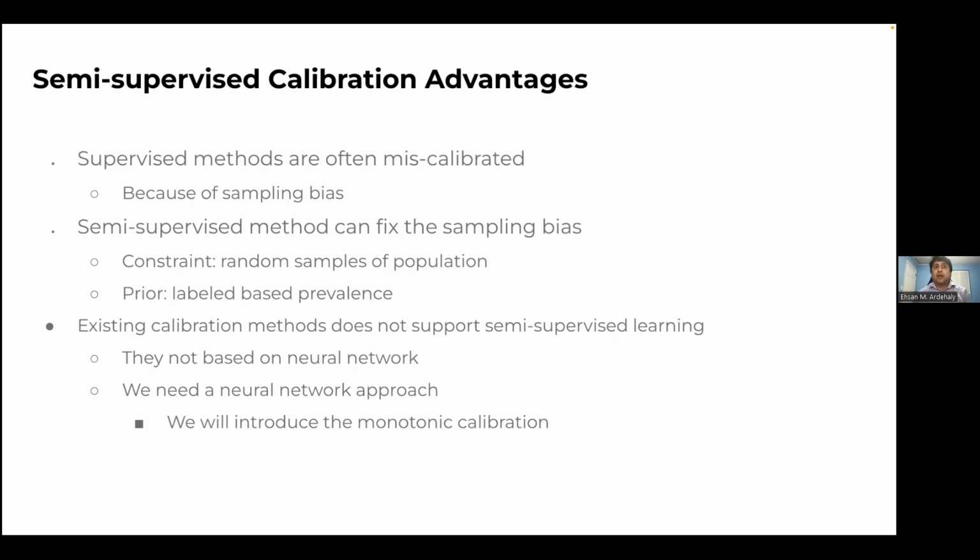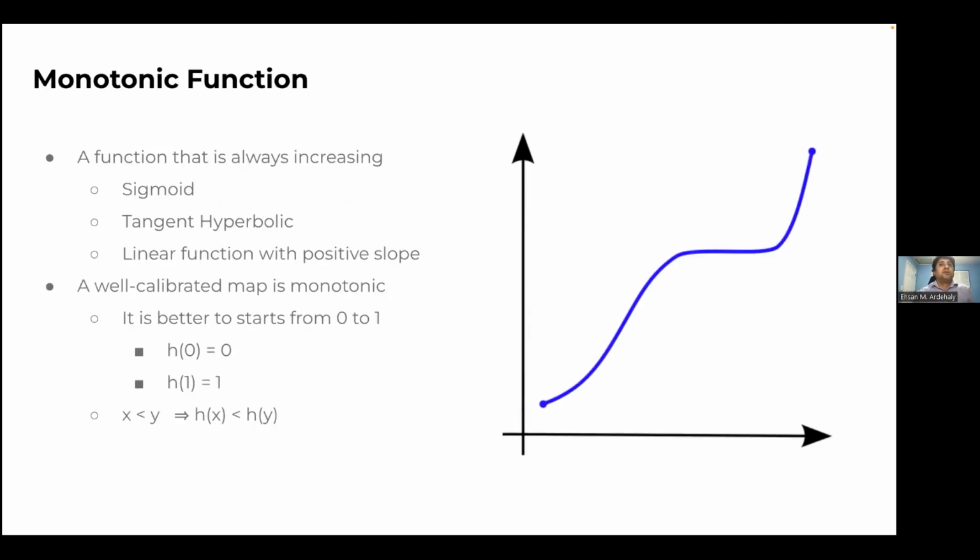There are some existing calibration methods, but they're not suitable for semi-supervised settings, because in our setting we want a neural network approach, but all of them are not based on neural networks. As a result, we propose and introduce our own approach. It's a small neural network to do the calibration. So yeah, I wanted to explain our approach.